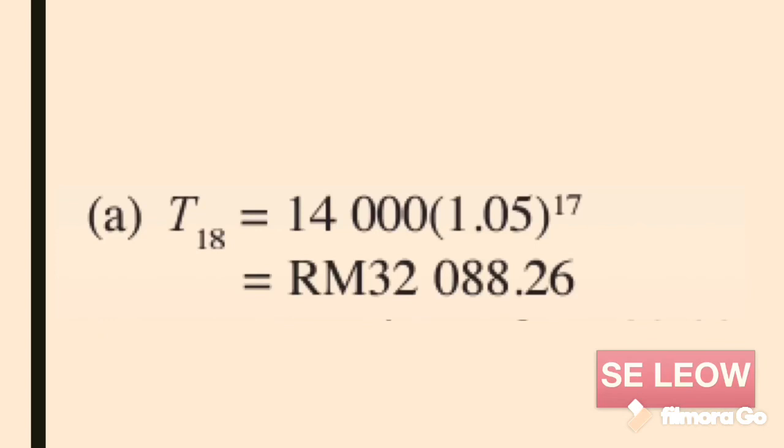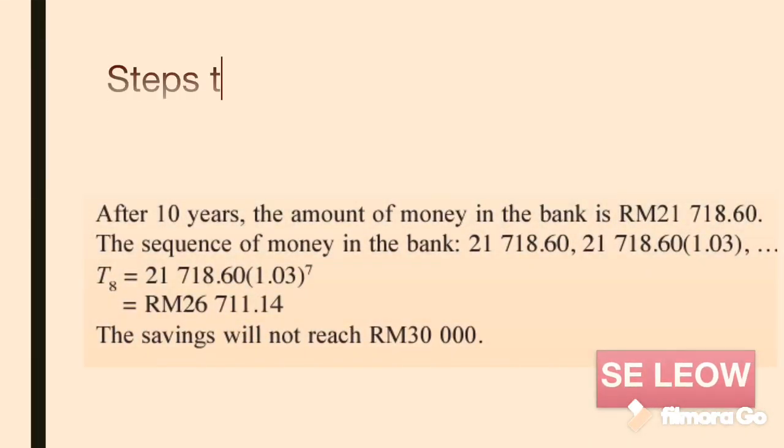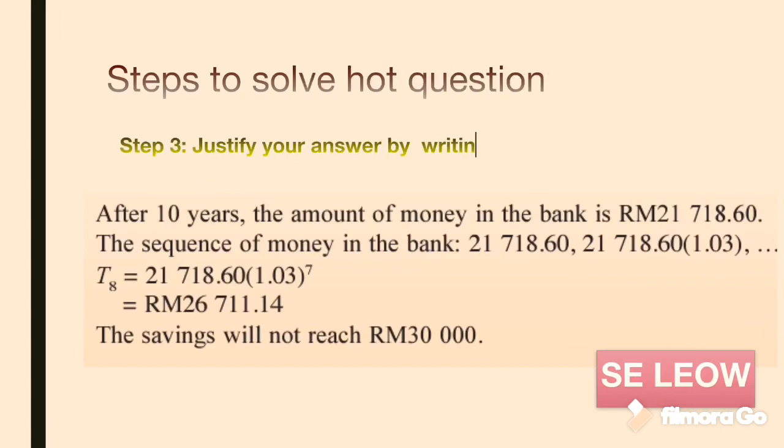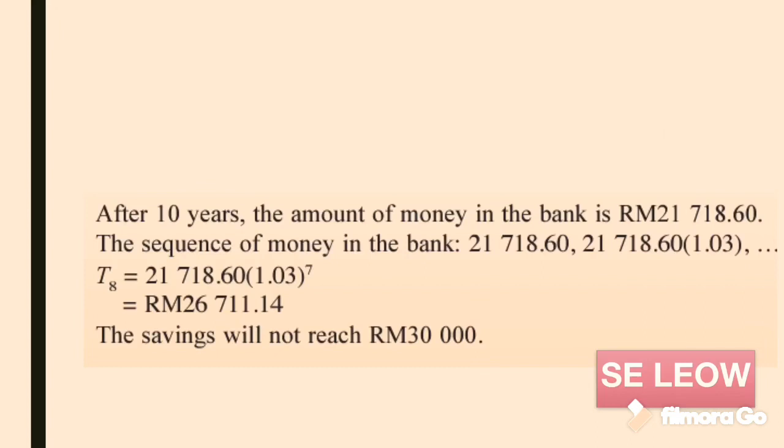So by using a equal to 14,000 and the common ratio 1.05 to the power of 18 minus 1, the money is 32,088.26. So this is for part B of the question.